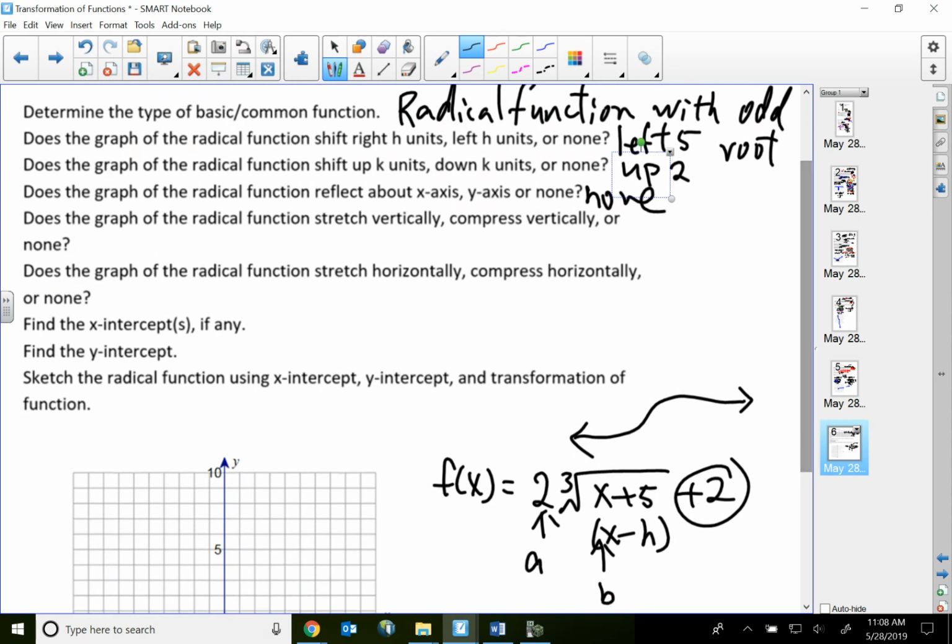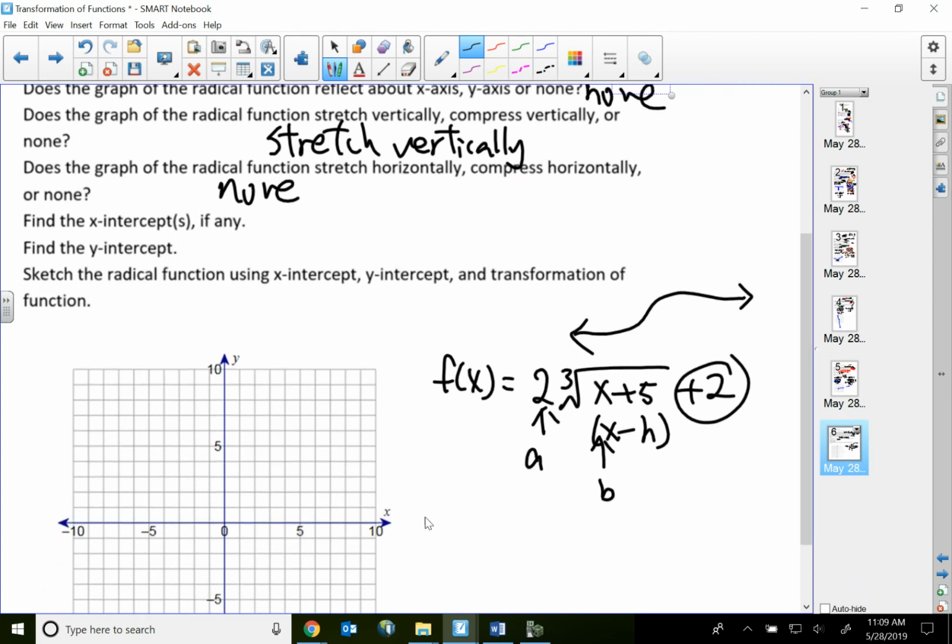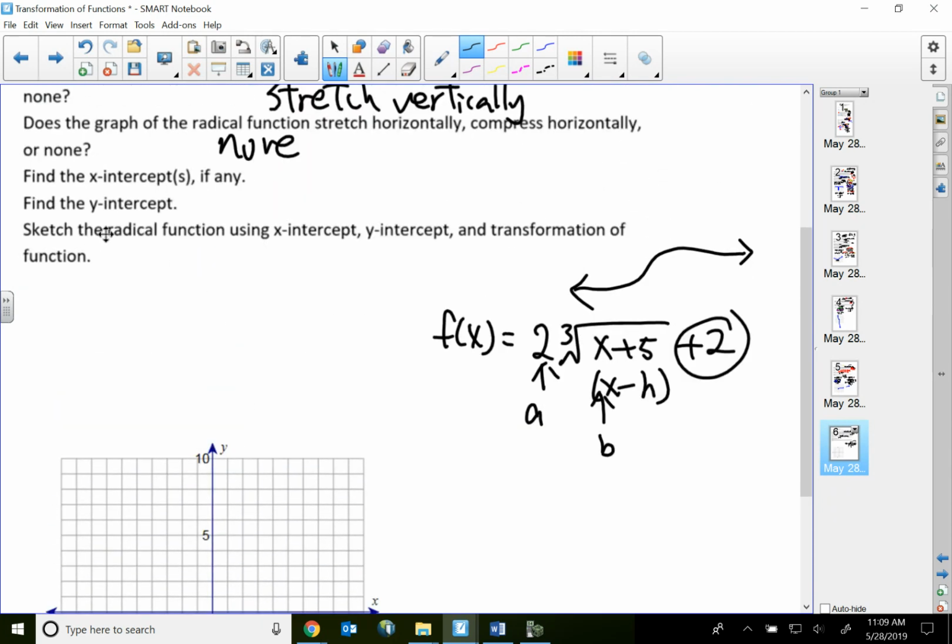All right, vertical. This is going to be a. Since a is bigger than 1, that will be stretched vertically. All right, b is 1, so there's no horizontal compression or stretch. All right, let's find the x-intercept. Find x when y equals 0.